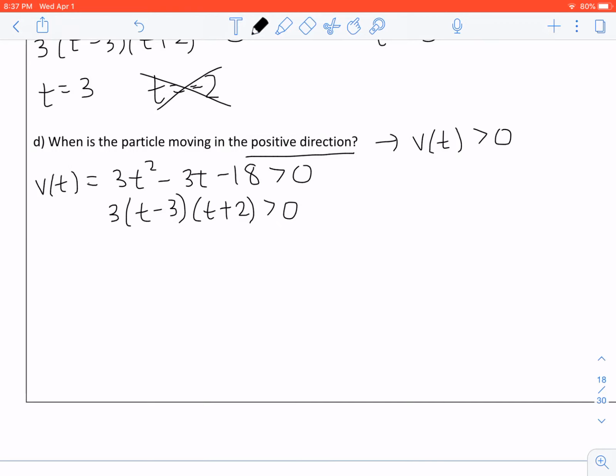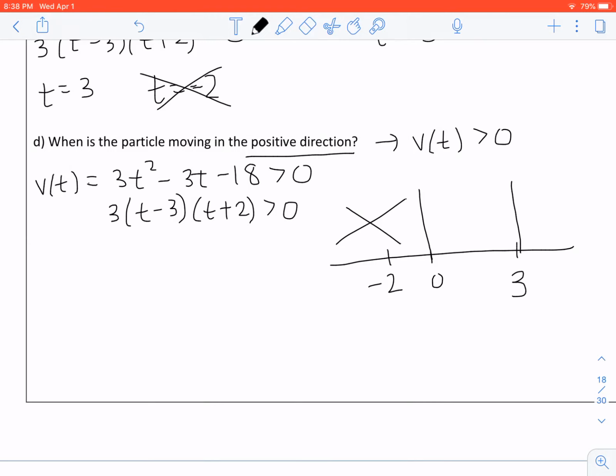And from pre-cal, you probably remember doing these where you would make a number line. And we have zeros. It's equal to 0 at negative 2 and at 3 from up above in part c. But again, time doesn't have a negative value, so technically it starts at 0. So anything to the left of 0 we couldn't have. So I'm going to go ahead and split the domain of our velocity function from 0 to 3 and figure out if it's moving in the positive direction or not, and then from 3 on to infinity.